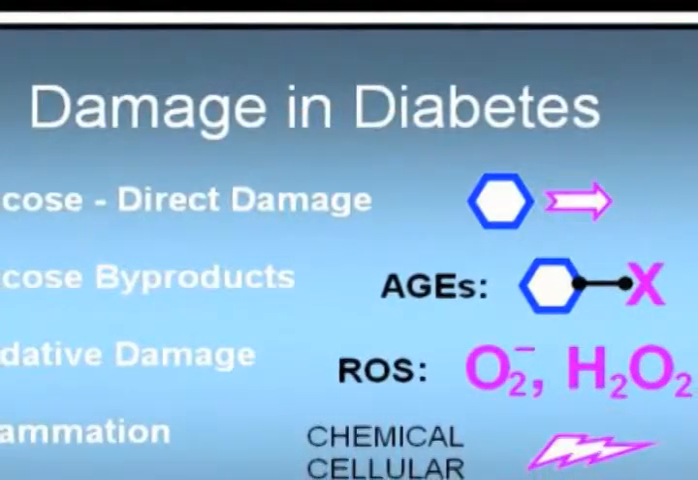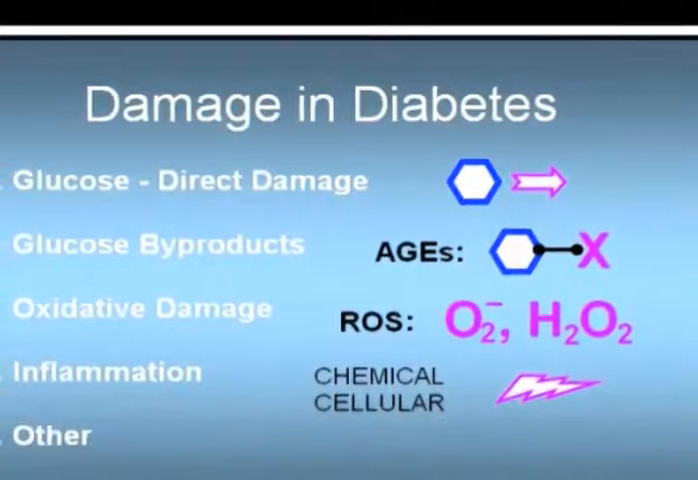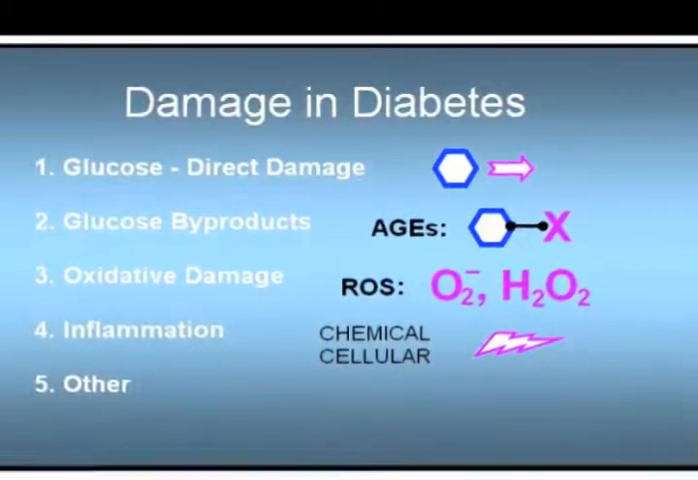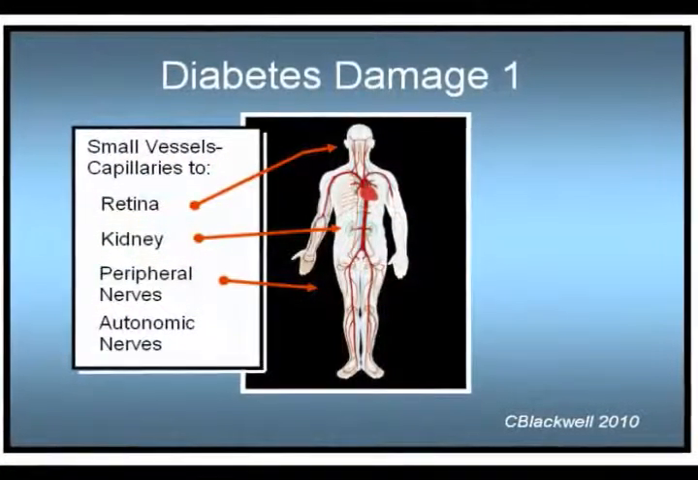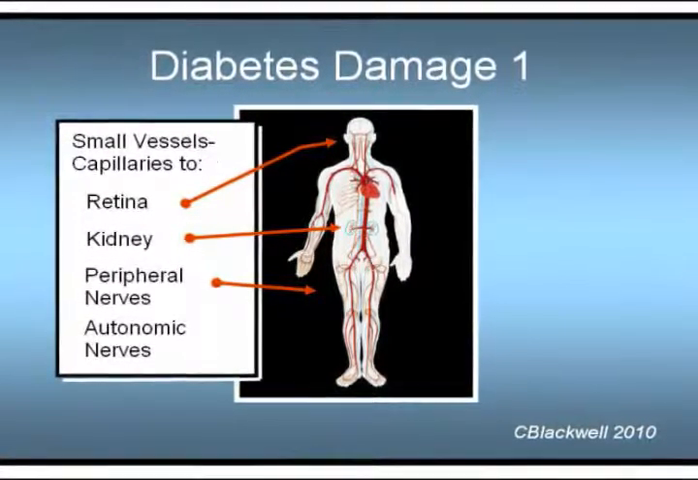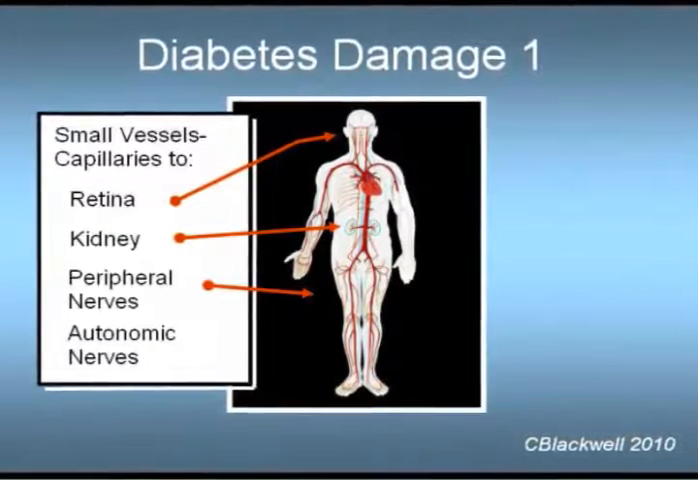Damage may occur directly from the elevated glucose, chemical byproducts of glucose, excess oxidation, increased systemic inflammation, and other processes. Where does the damage happen in diabetes? For a long time, people concentrated on damage to the fine capillary blood vessels which deliver oxygen and nutrients to the tissues in your body.